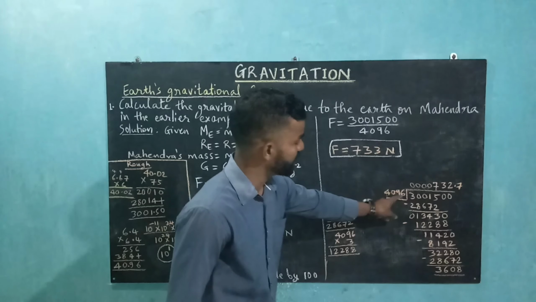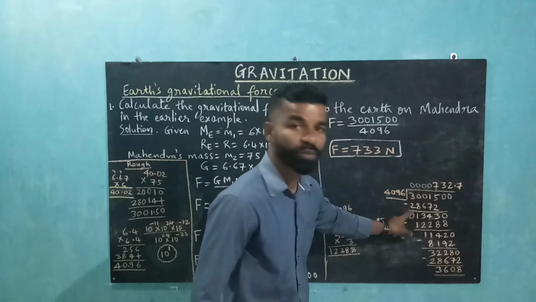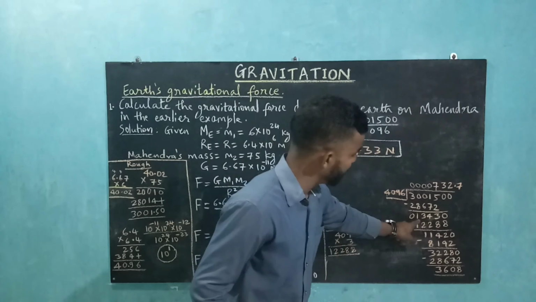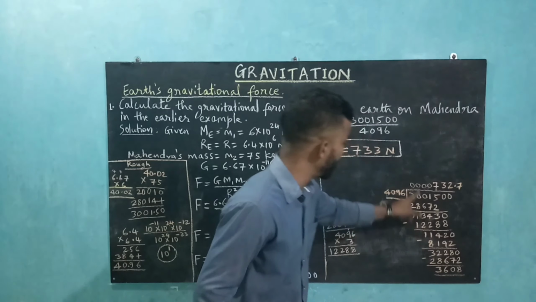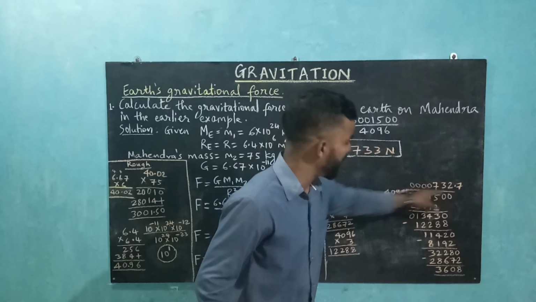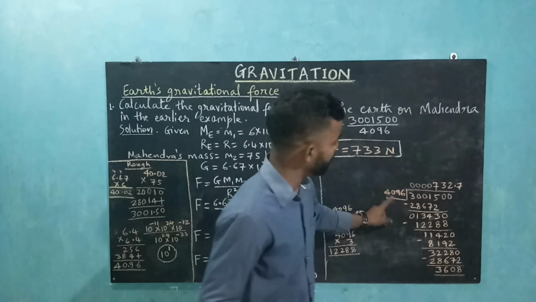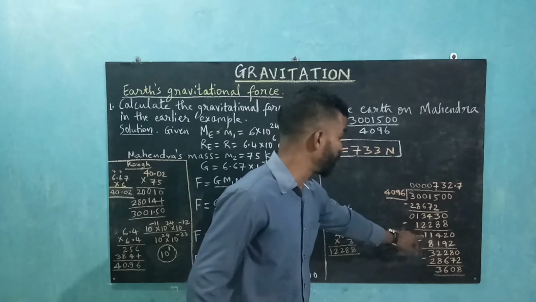So 4096 into 7 we get 28,672, and then this is the remainder, 13,430. Then again 4096 multiplied by 3 is 12,288, and then this is the remainder, 11,420.